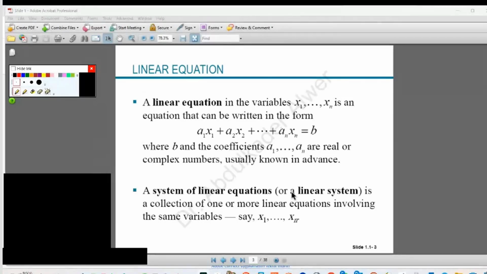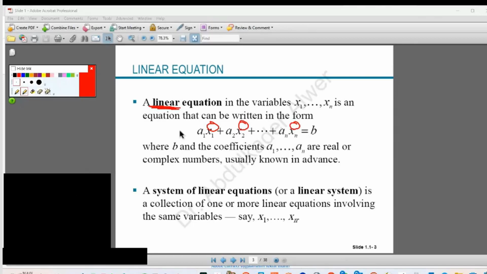Linear algebra, by definition, depends on something called a linear equation. A linear equation is like what we can see here. In variables x1 to xn, we can write it as a1 x1 + a2 x2 + ... + an xn. So why is it linear? See here, we don't have any degree except degree 1. For that reason we call this linear.